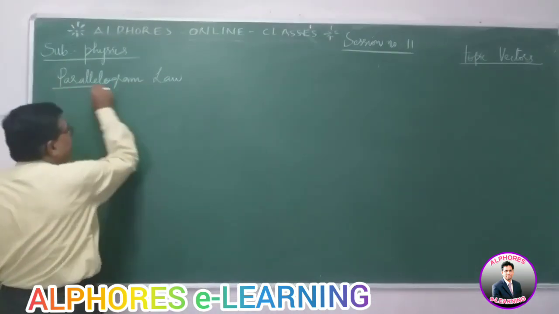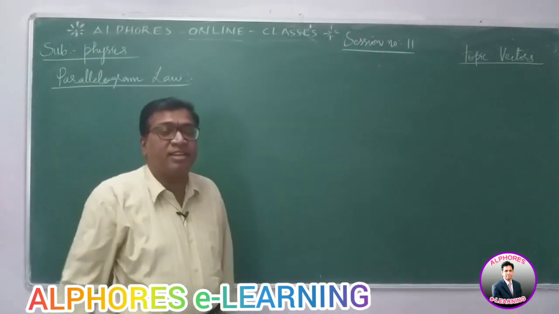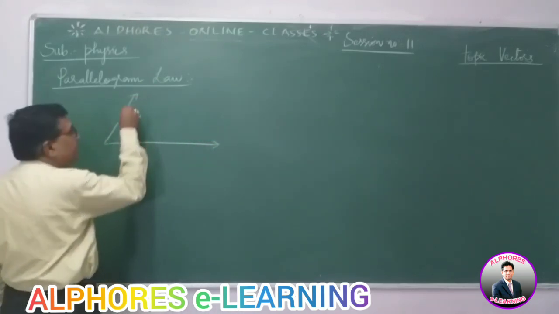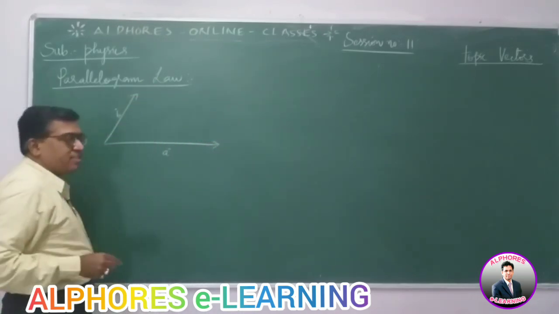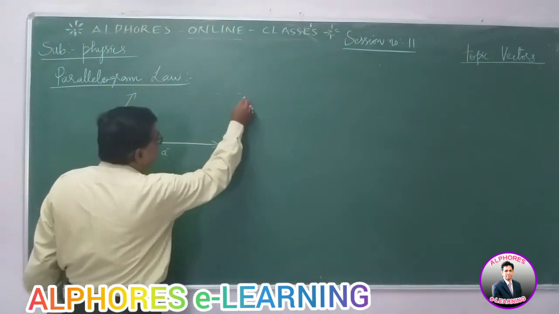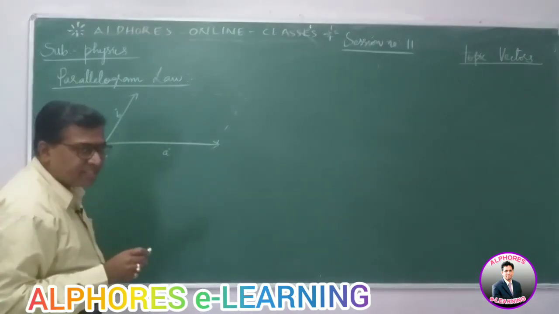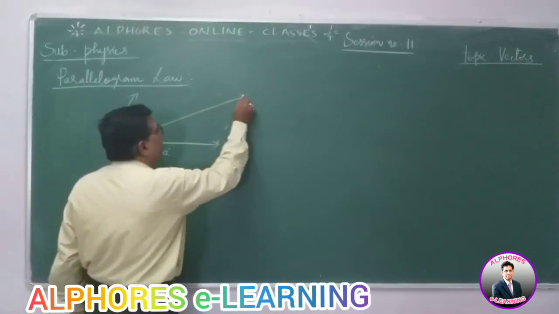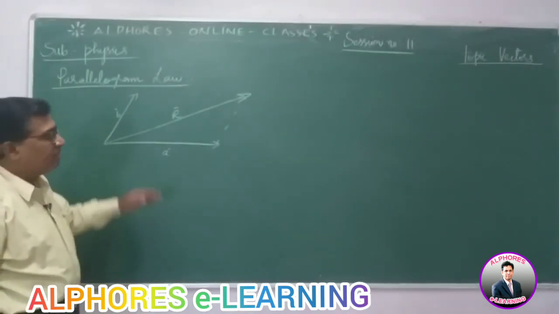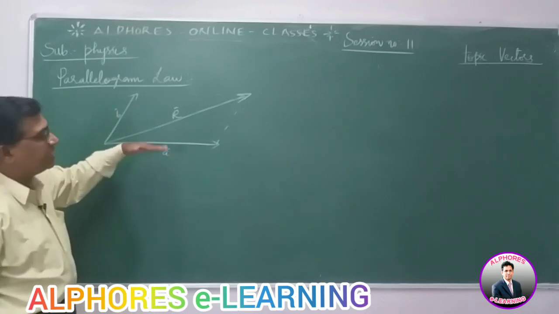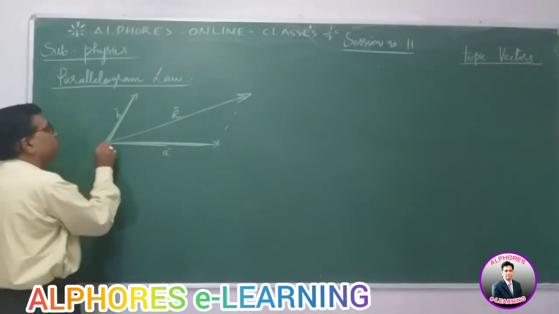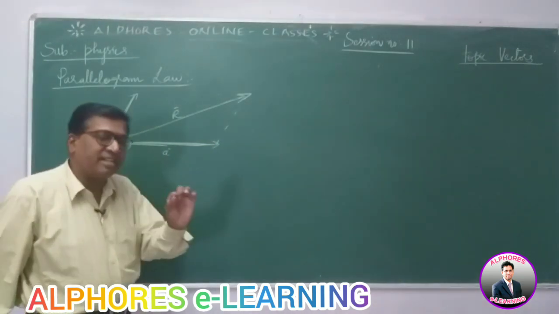The analytical method to find the resultant vector is parallelogram law of vectors. According to parallelogram law of vectors, if two vectors are represented as two adjacent sides of a parallelogram, both in magnitude and direction, then the diagonal passing through the point of intersection of vectors represents the resultant vector. If A bar, B bar are two vectors represented as two adjacent sides of a parallelogram like this, then the diagonal passing through the point of intersection of vectors represents the resultant vector.